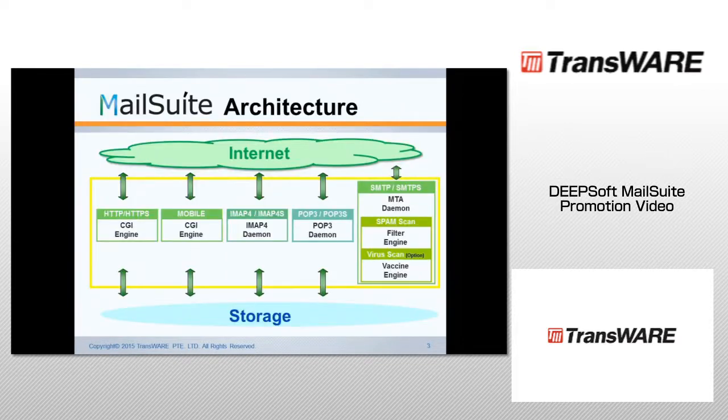Then we would like to talk about the MailSuite architecture. MailSuite, which is one software package, includes webmail interface, mobile interface, POP IMAP for receiving mails, MTA for mail delivery, and security functions such as spam and virus scanning. Various functions are integrated into this product.